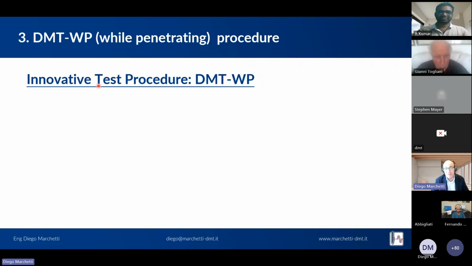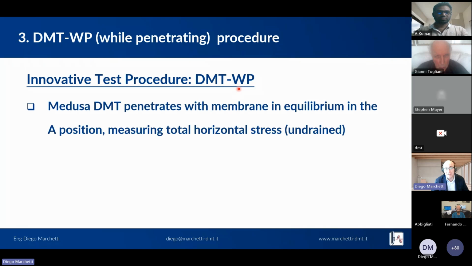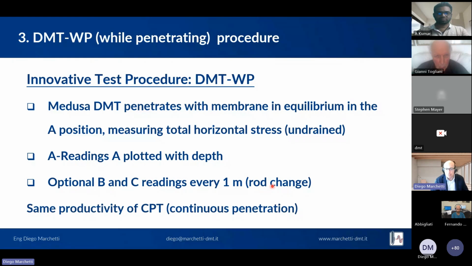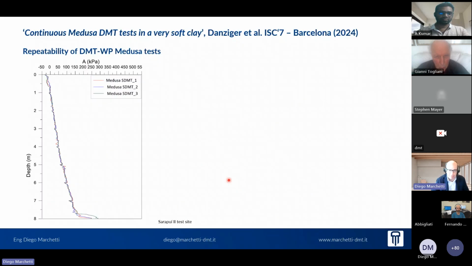Another even more innovative test procedure is the DMT while penetrating. So basically, the DMT penetrates with the membrane in equilibrium on the A reading, measuring the total horizontal stress, just like for the dissipation, but during penetration. So the A readings are plotted with depth, and the optional B and C readings could be taken, for example, every meter when we have to add an additional rod. So this is good because it's very fast with the same productivity of a CPT test, and it allows us to obtain A readings with depth in a fully undrained way and not waiting for 15 seconds before getting A.